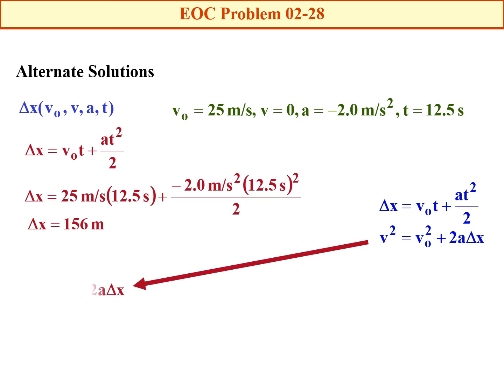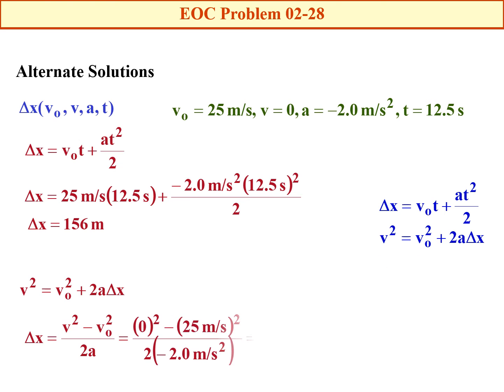Now, the way I would actually do this, because we calculated time, is I would use the information that's given to us at the beginning. That's the final velocity squared equals initial velocity squared plus 2 times acceleration times displacement. So then we solve for our displacement.